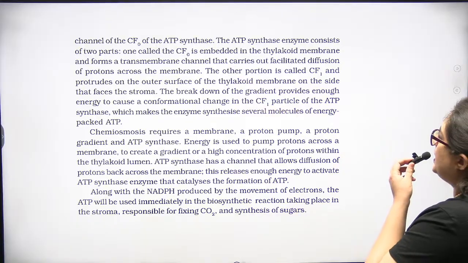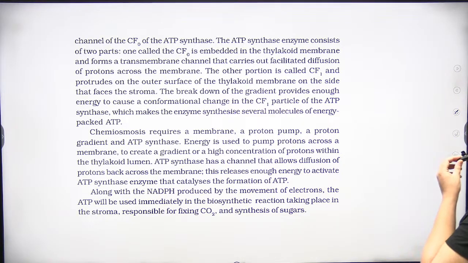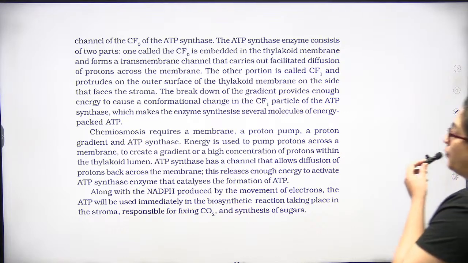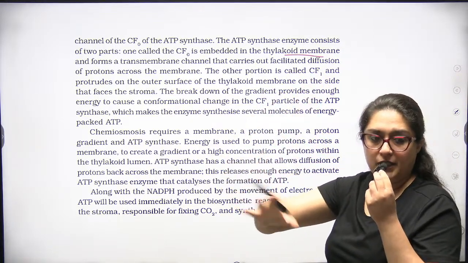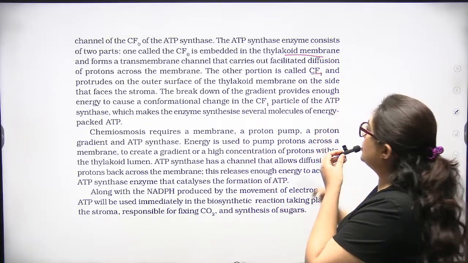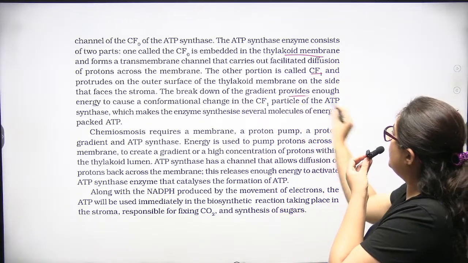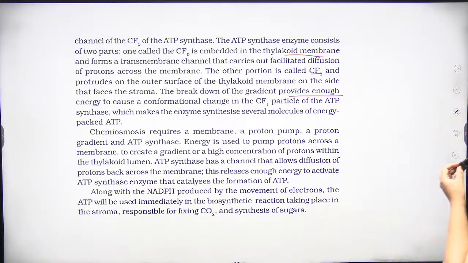Now, the ATP synthase enzyme consists of two parts. One is called CF0, the other portion is CF1. CF0 is embedded in the thylakoid membrane and forms a channel for the proton gradient. The breakdown of the gradient provides enough energy to cause a conformational change.